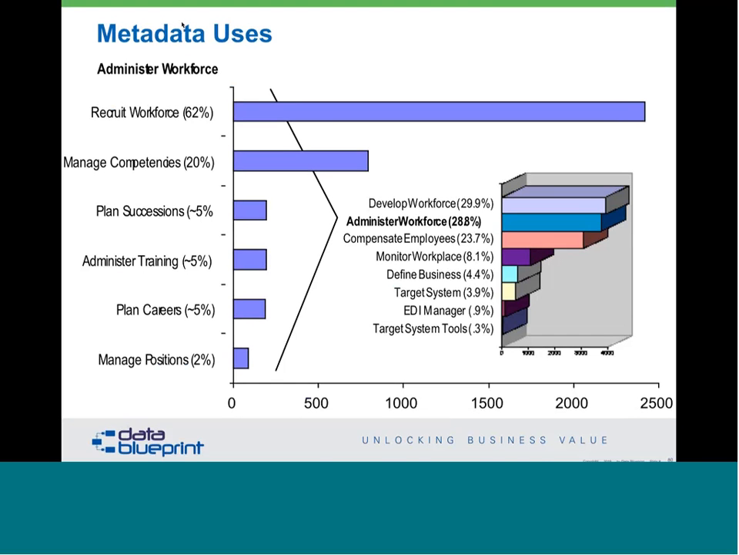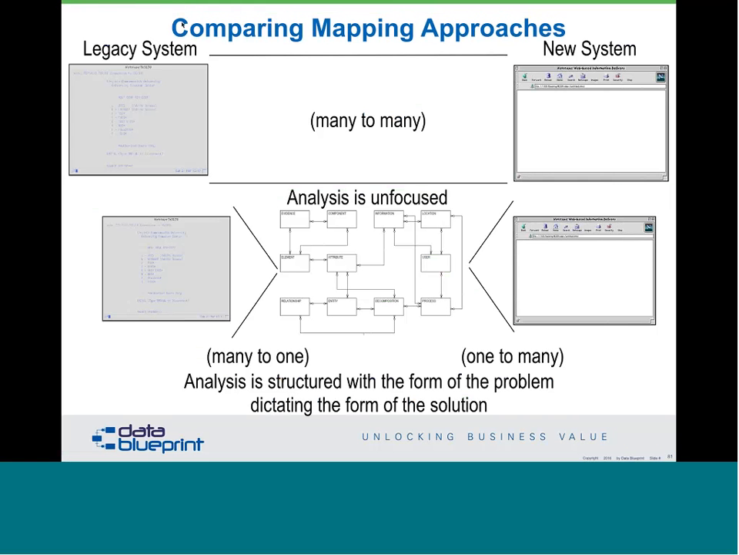Let's move on to one more example here, which is just to say that as you are doing any sort of a mapping, so I'm going from a legacy system on the left-hand side to the new system on the right, that process is a many-to-many process.